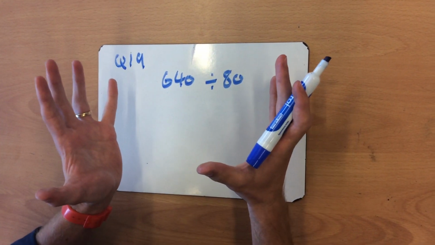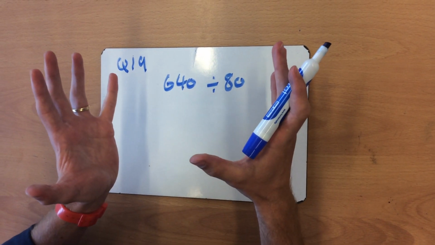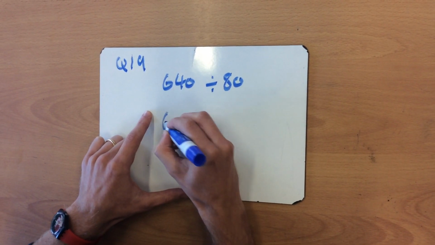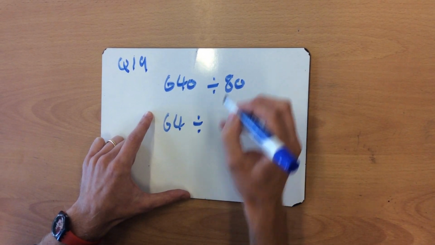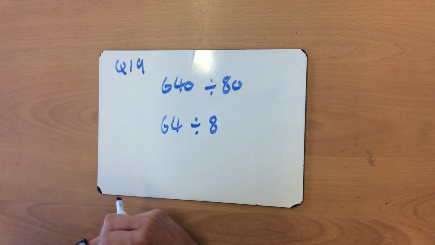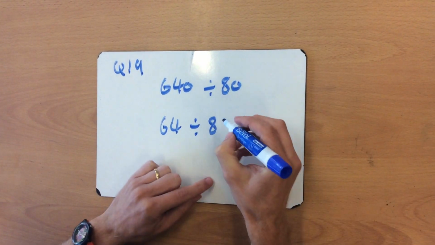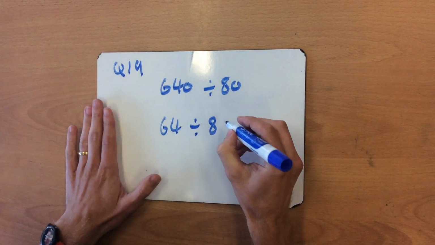So if I scale this down, I'm going to make it 10 times less on both sides. If I made this 10 times less, I'd have 64. And the 80 would then turn into 8. So I've scaled it down. My answer will still be the same, but I've just scaled it down to numbers I'm much more familiar with.